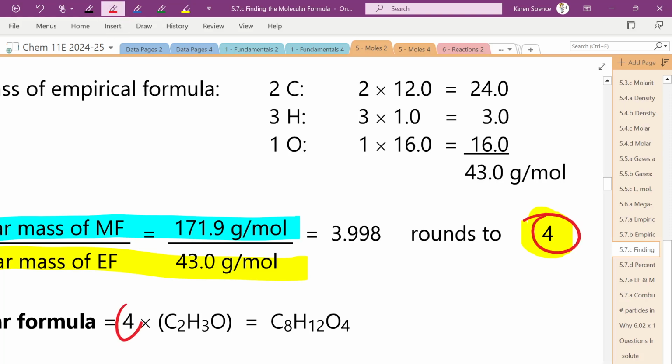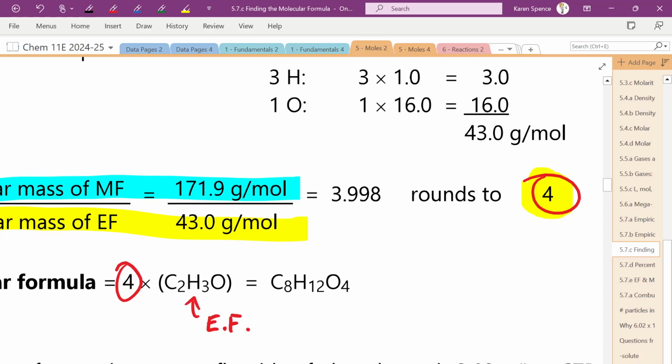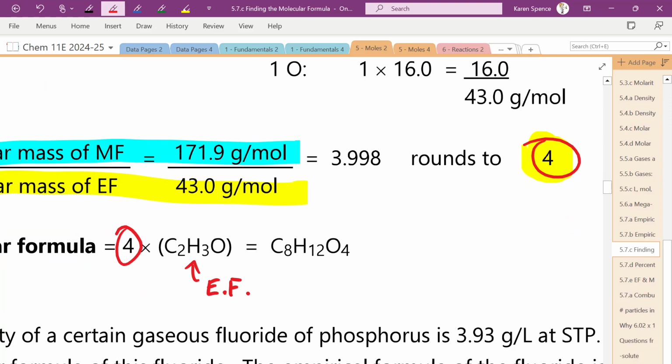So we take 4 and we multiply by our empirical formula. 4 times 2 is 8. 3 times 4 is 12. And 4 times 1 is 4. And we get our molecular formula.